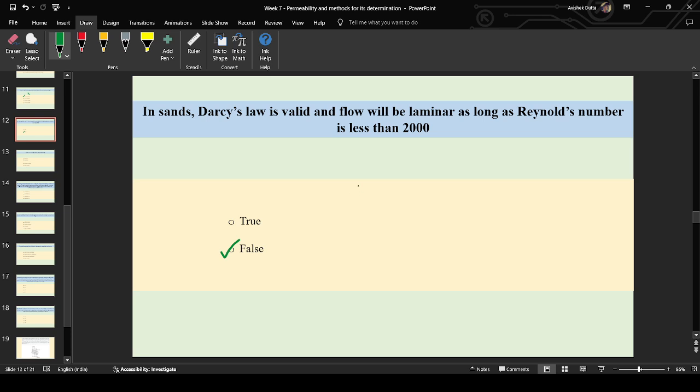There are two answers here. One is that normally Darcy's law is not valid in sand except fine sand. Second, Reynolds number should be less than 1. Yes, less than 1. For Darcy's law to be valid, the Reynolds number is less than or equal to 1. Right, yes.